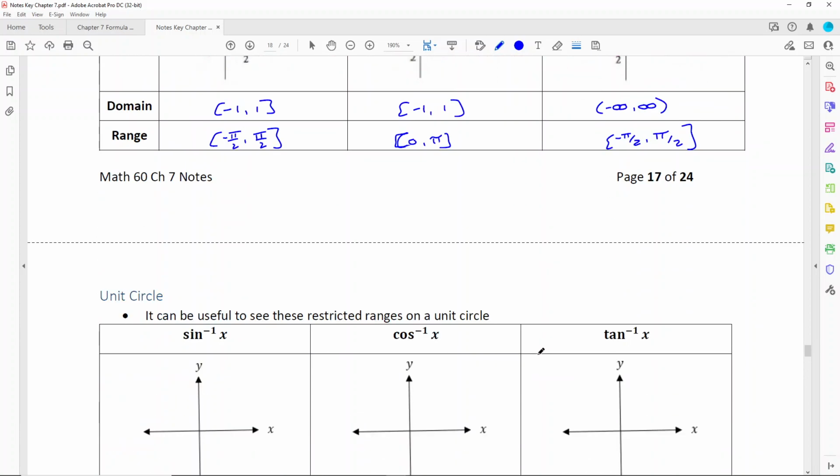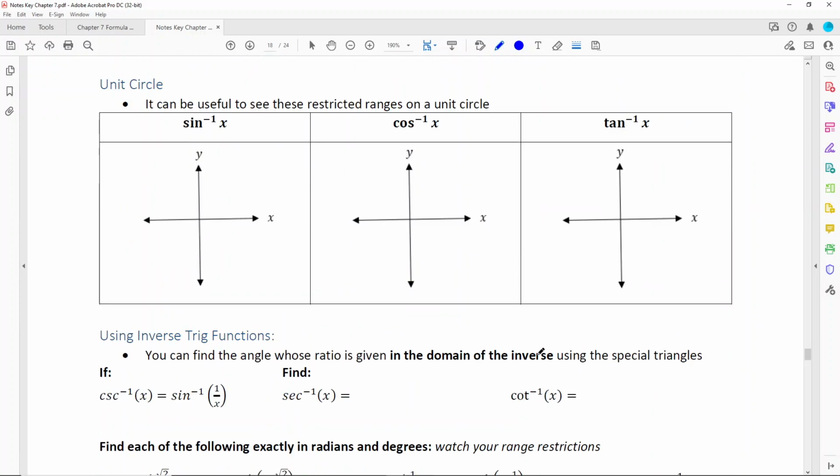All right. So let's look down here. I often find it's more useful to look at the restricted ranges on a unit circle because that's what we're going to use when we actually evaluate inverse trig functions. So sine, we said that for every x value, we're only going to give answers between negative pi by 2 and pi by 2. For cosine, only between 0 and pi. And for tan, it's between negative pi by 2 and pi by 2.